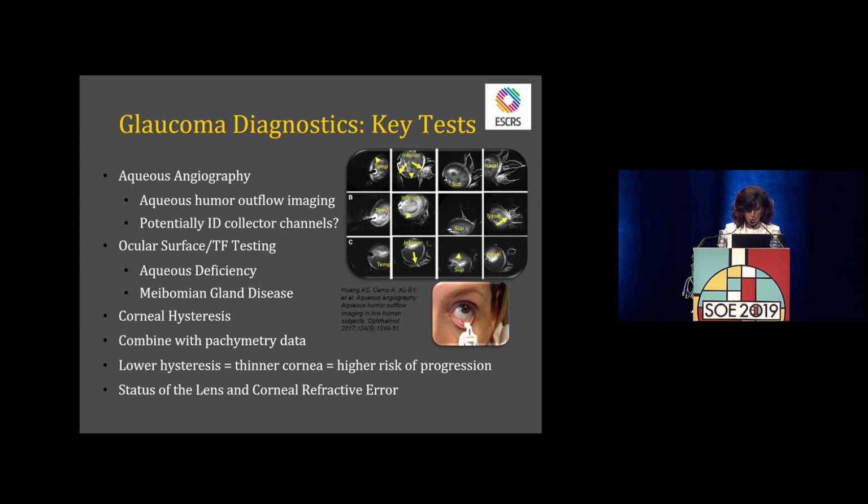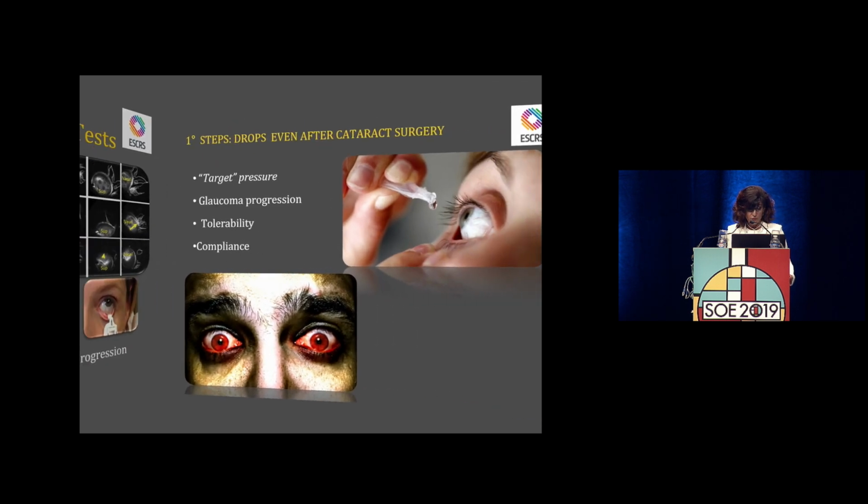Well, if we want to proceed with an angle procedure, we should identify the collector channels. If we are lucky enough to have aqueous angiography, we use this method to understand if there are collector channels. Don't forget to consider the cornea, and combine corneal hysteresis and pachymetry together, because if we have lower hysteresis, we will have a thinner cornea and a high risk of progression of the disease.